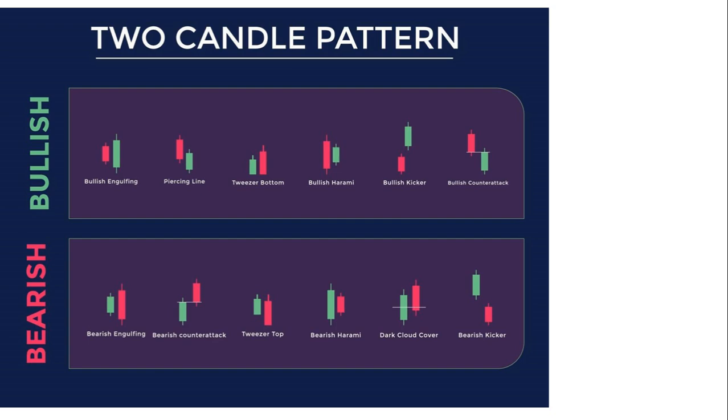Now, in candlesticks there are two types. We have two candlestick patterns and three candlestick patterns. In the two candlestick patterns, we have the bullish candlestick pattern and the bearish candlestick pattern. Remember, we are looking at the two candlestick pattern, these two conditions. In this bullish two candlestick pattern, we have the bullish engulfing.